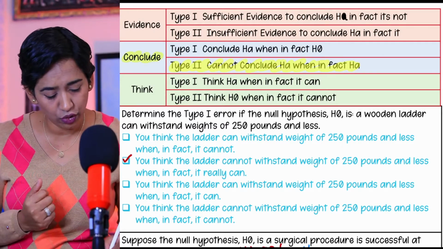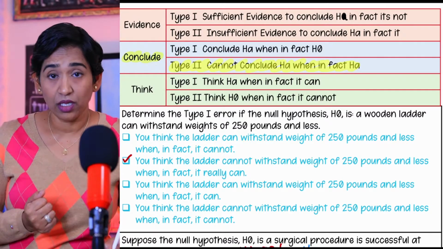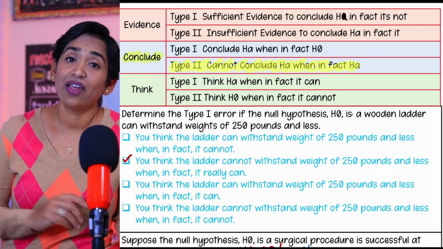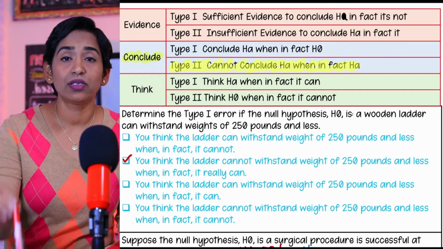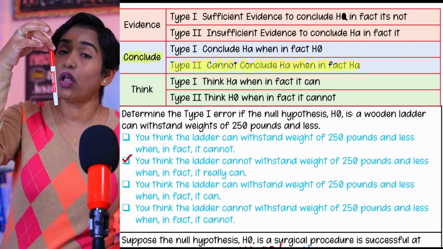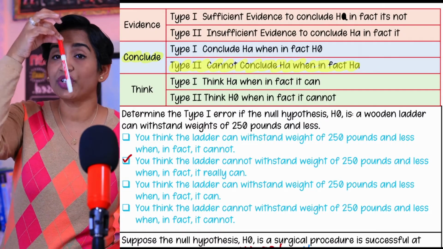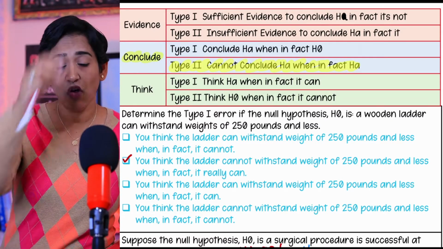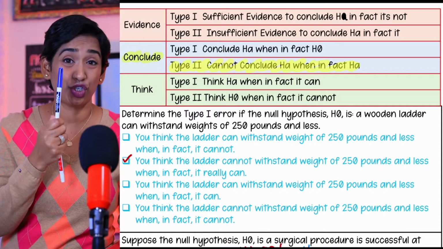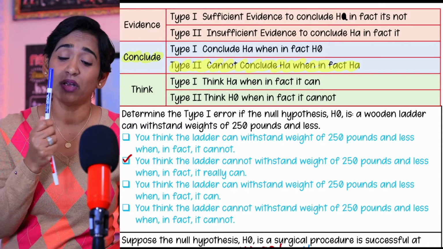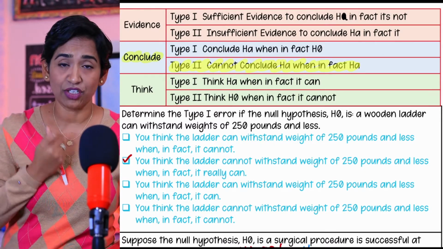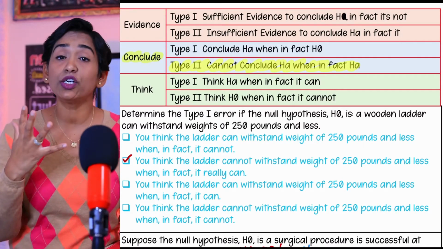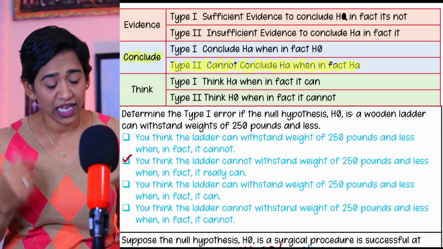What should my verbiage say? Cannot conclude HA, in fact, when HA is true. Fair enough? Remember what is type 2 error? Type 2 error, H naught is false, but you are not rejecting it, you're keeping it. That means if H naught is false, HA is true. This is true, but I'm making an error. So I'm not concluding that that is true, but in fact, I'm sticking with this one. So cannot conclude HA, where in fact HA is true.